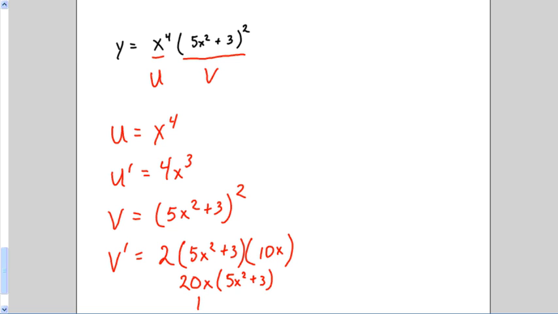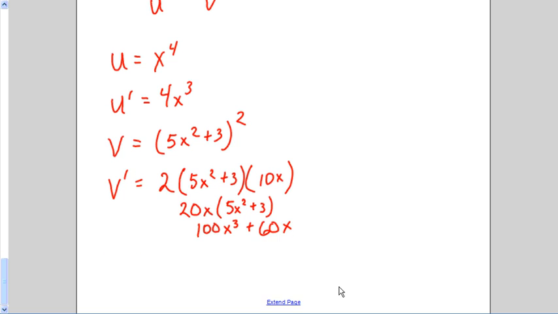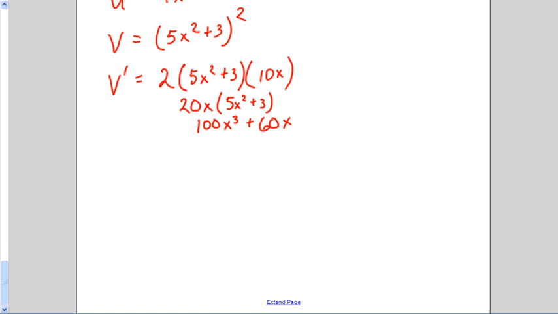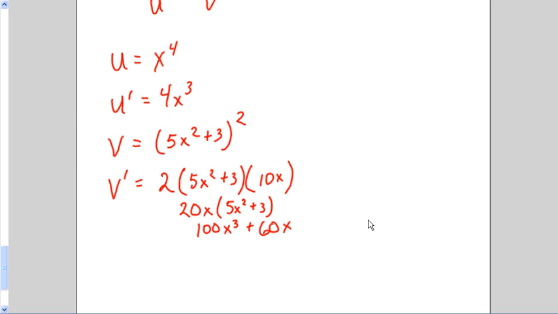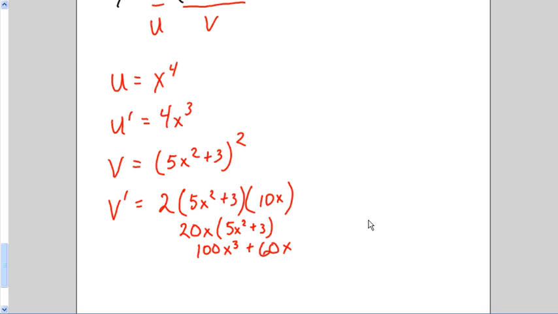I guess I'll keep on simplifying this down. 5 times 20 would be 100x cubed plus 60x. Goodness, we're running out of paper on this one big time here. All right, what am I saying? This is digital paper. I can just, boom, have more paper. Oh, technology. All right, it took us a while to get there, but we finally got our v prime derivative down here. So good. Well, now all we've got to do is apply our equation to this.